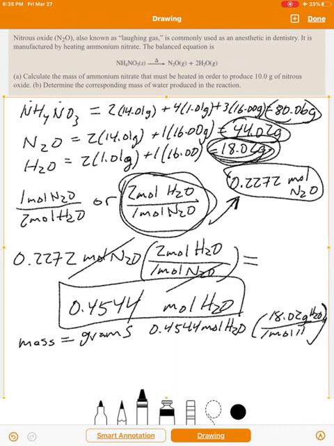There we go. This is water. That's why we did the molar masses at the beginning, just to get those numbers done. Times 18.02, and you get 8.19. I guess the number of sig figs is actually 3 because it's 10.0, so 8.19. That's how much water is going to get produced out of the laughing gas. And there you go, 8.19.